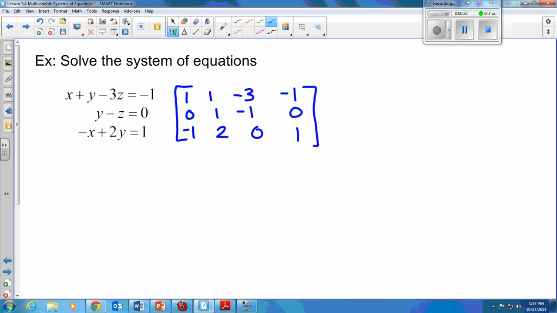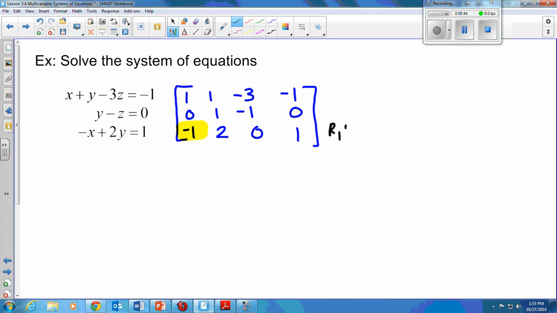Row 1, what do we have to do? We're good, nothing. Row 2. Should have given you a much harder one. Nothing. All right, row 3, who do we need to eliminate? Who do we need to eliminate first? The negative 1. So what can we do to eliminate a negative 1?